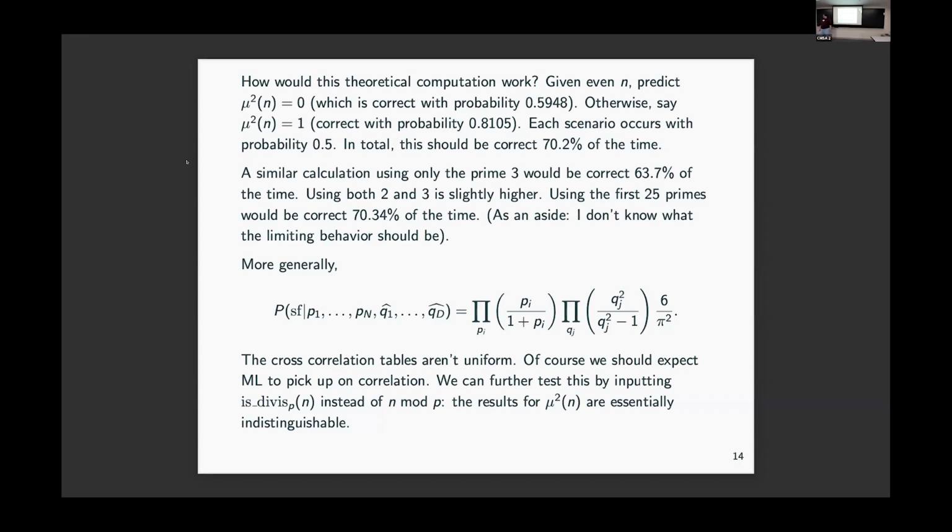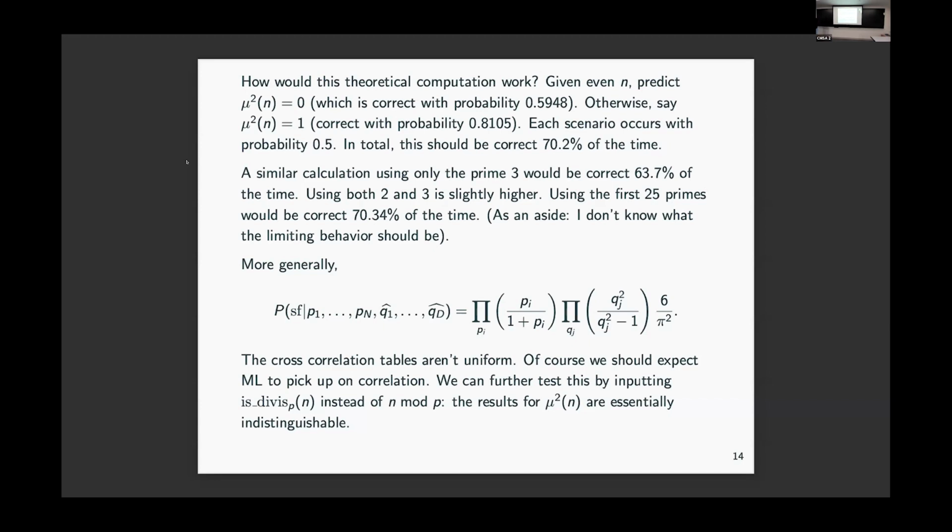So that's actually all that's picking up. An easy exercise, but a non-obvious exercise. A similar calculation using only the prime 3, not prime 2, gives you an algorithm that's correct 63.7% of the time. And more generally, if you want to know how this works, this is the total probability thing. Each of these prime divisibility conditions are completely separate restrictions. So you can just explicitly work out what the correlation table would be.